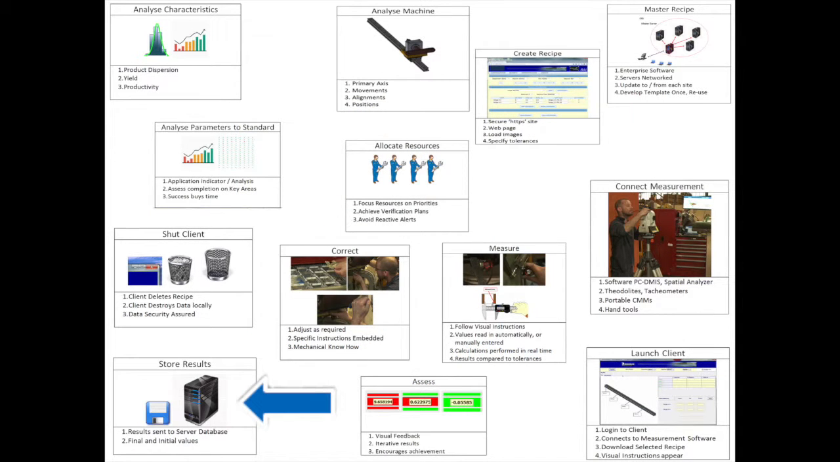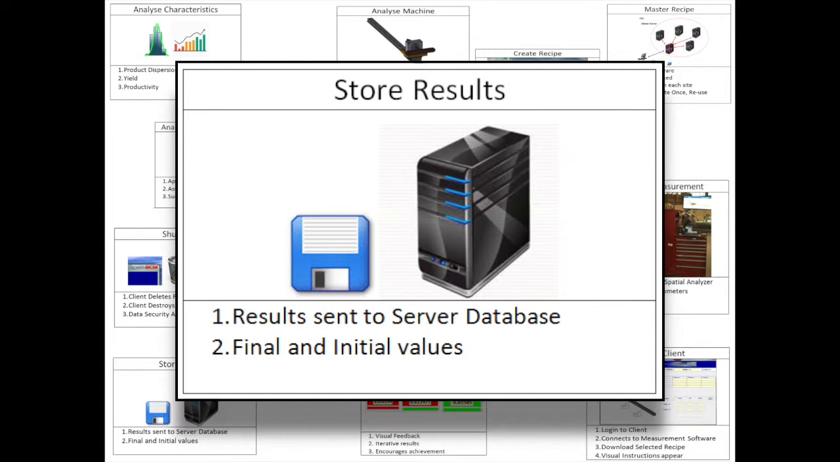Okay, so once you've got your corrections and everything's okay, you're ready to store the results back to the database. And we've seen in the other demonstrations how that's done. The results are stored to the server, which is back in a central location. Again, final and initial values are shown. It could be that many iterations are performed, but none of those really matter in terms of the product that's produced.